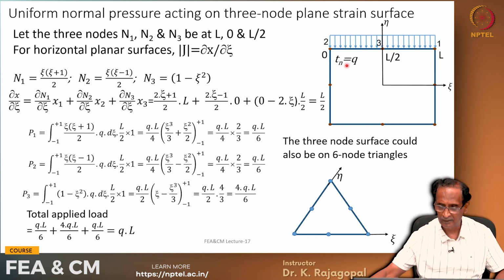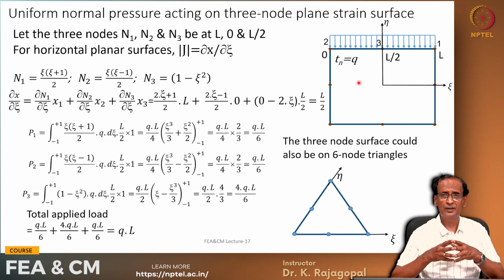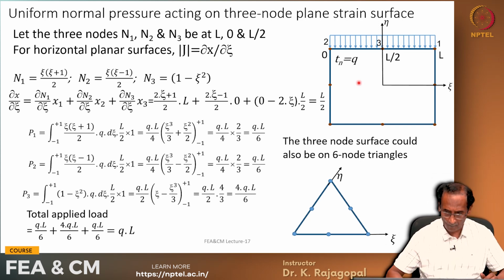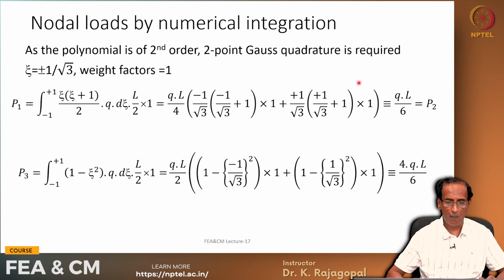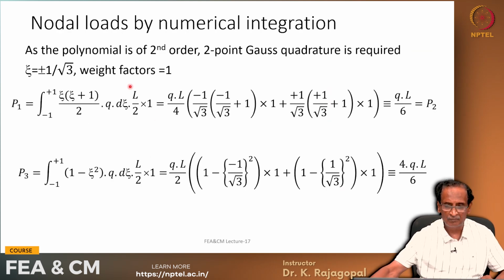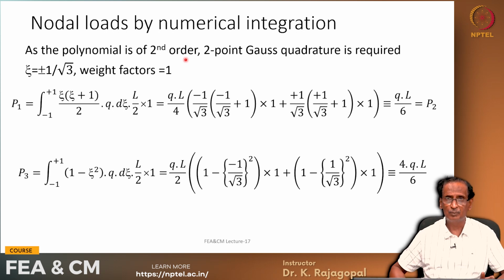So, it is just simply QL, and this surface could also be a part of a 6 node triangle. It need not be of an 8 node quadrilateral or a 9 node quadrilateral. And we can do the same thing even with numerical integration. Previously we have done the analytical integration, but now let us do it with numerical integration. Let us use a 2-point integration, because we have a second order polynomial.